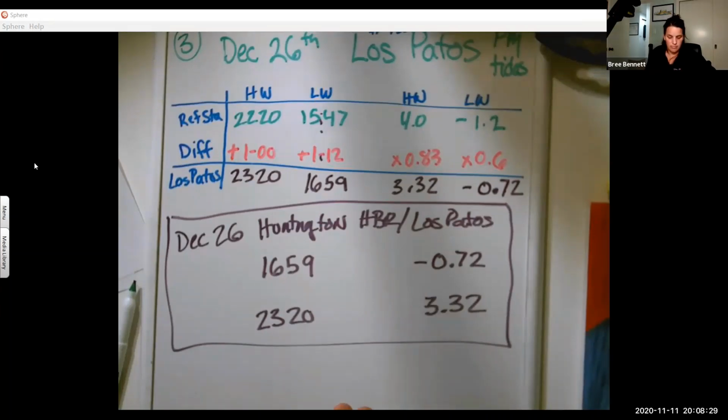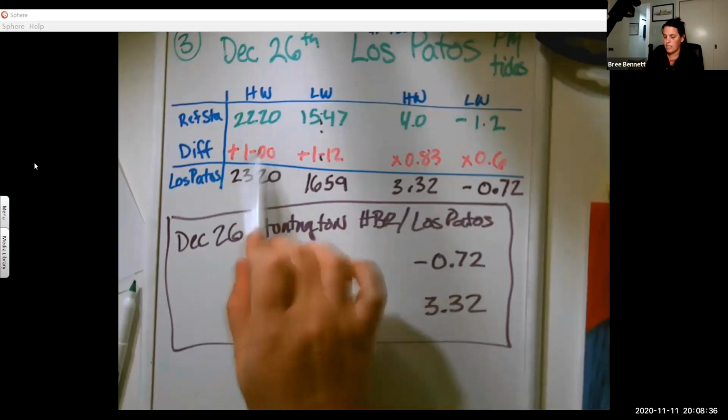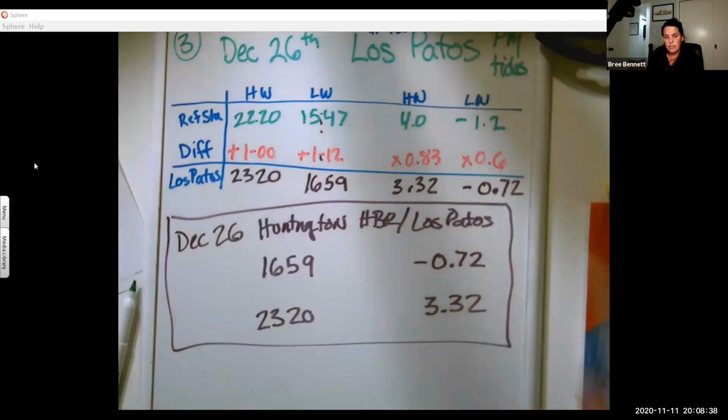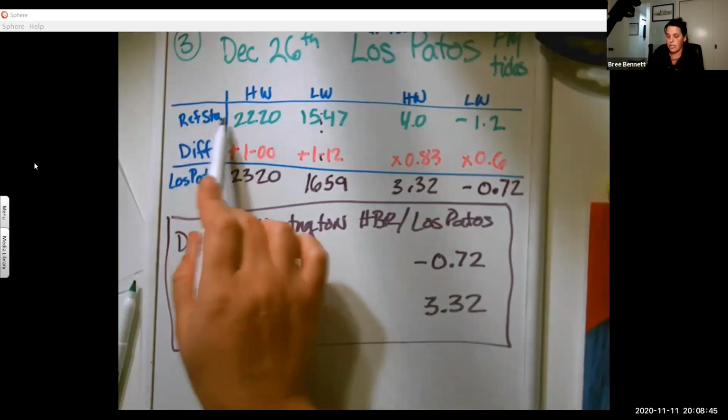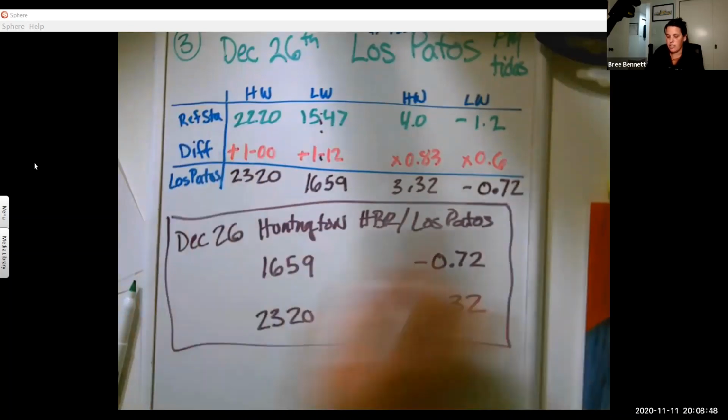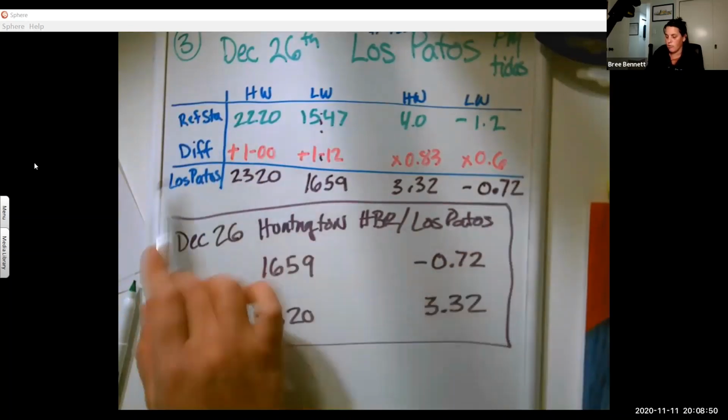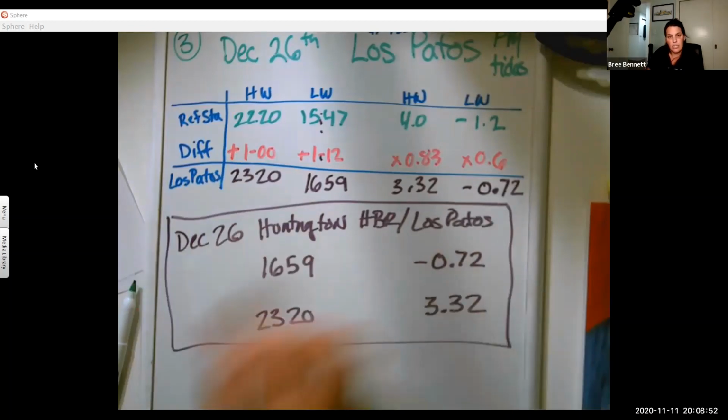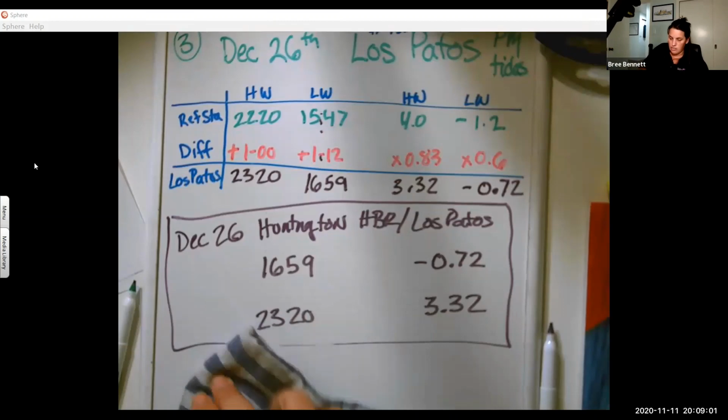Oh, okay. Is this making sense so far? So this one we had a much bigger difference, but it all depends on what your subordinate station is. So we applied our differences to our reference station to get what's going on at that subordinate station. And then we could just write it out. Okay. Let's do another one.